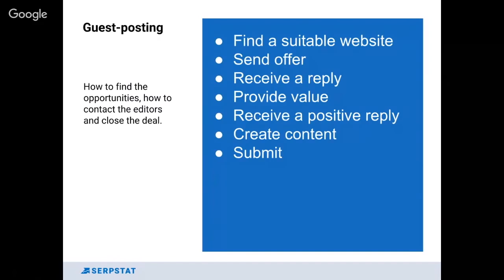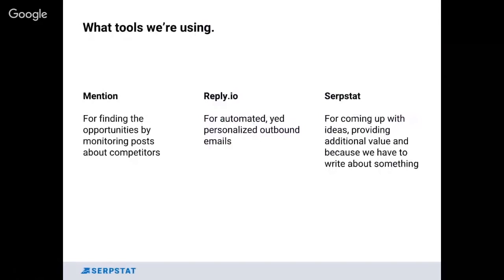Then you have to write an outreach email. Then you have to receive a reply. So you have to make that outreach email good enough for it to get a reply. Then you have to make sure that you're providing value to the editor or owner of the website. And through that value, you have to receive a positive reply or close the deal. Then you have to create the content and submit it. So the first few steps are the hardest and time consuming, and that's what we were trying to fix.